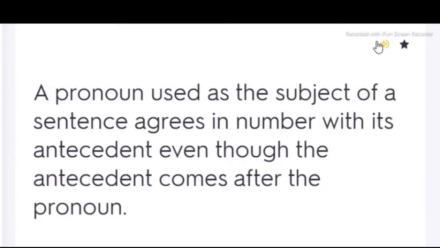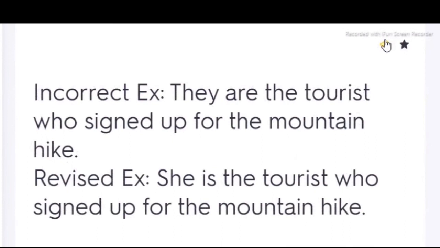A pronoun used as the subject of a sentence agrees in number with its antecedent even though the antecedent comes after the pronoun. Incorrect: They are the tourist who signed up for the mountain hike. Revised: She's the tourist who signed up for the mountain hike.